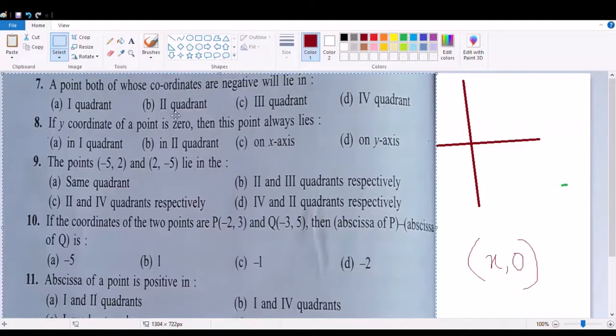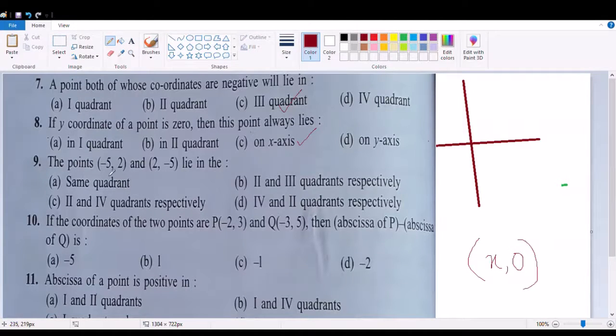So the next question is: the point both of whose coordinates are negative will lie on. That is, both the coordinates are negative. That means here it will come, is it? So both coordinates negative means it comes in the third quadrant. The answer will be third quadrant. Okay. Then the y-coordinate of a point is 0. Then the point always lies on. You already know, is it? If the y-coordinate is 0, this spot is 0. So that point will always lie on which axis? X-axis.